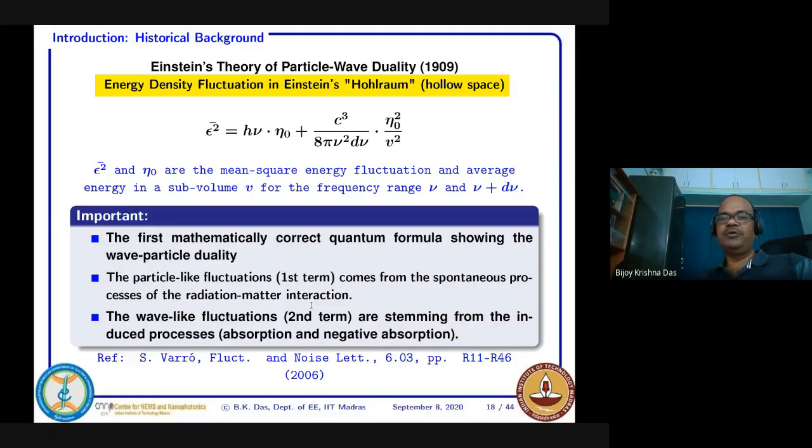I think if you try to recollect spontaneous emission, particularly those who have a physics background, you have learned a little bit of laser. So there is a, not even laser.